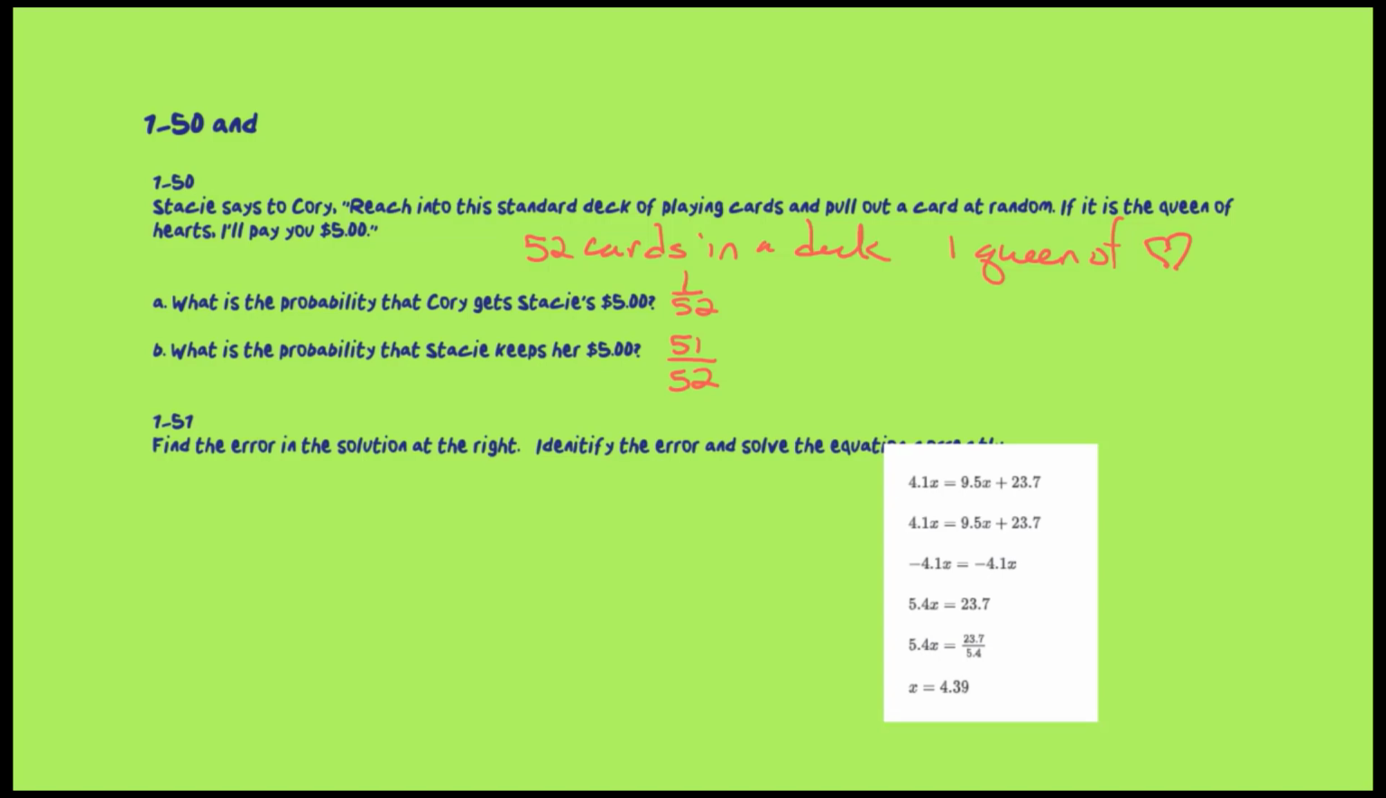So anyway, on the next equation, it says find the error in the solution at the right, and identify the error and solve the equation correctly. Well, if you're looking through this and the 4.1 is subtracted, that means the error is happening here, okay? Because if you subtract 4.1 from the left-hand side, so let's write this out.